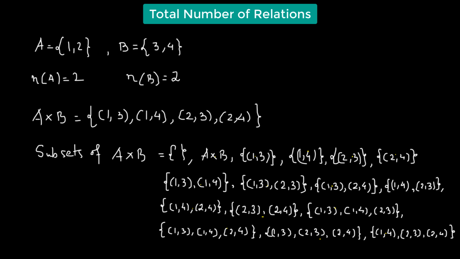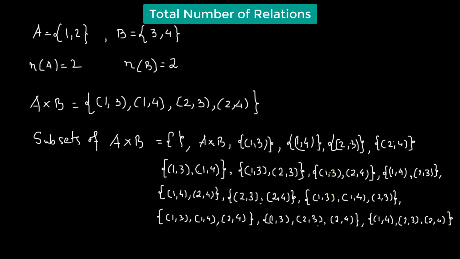However, we could have quickly used the formula. The total number of subsets of A cross B is simply equal to 2 raised to the power of m times n, where m is the number of elements in A, which is 2, multiplied by the number of elements in B. So we have 2 raised to the power of 4, which also gives us 16.